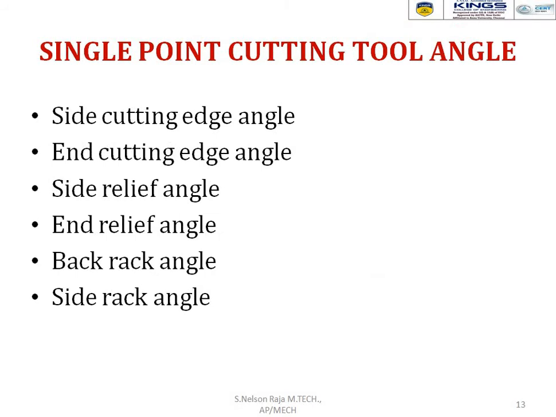Next, single point cutting tool angles. We have six different angles. The first one, side cutting edge angle, second, end cutting edge angle, third, side relief angle, fourth, end relief angle, fifth, back rake angle, and the last one, side rake angle. So these are the major angles playing the major role while machining.